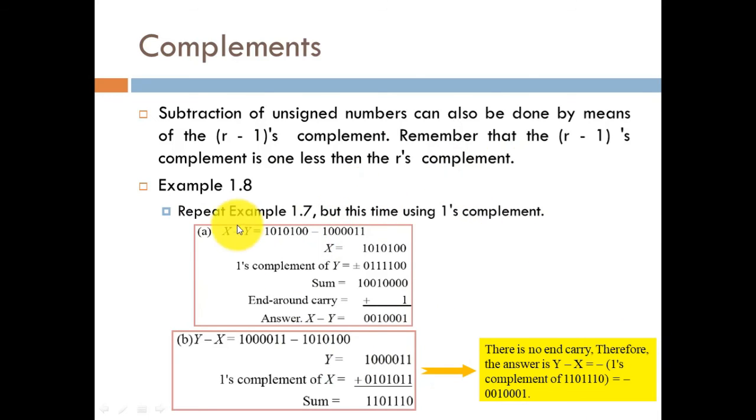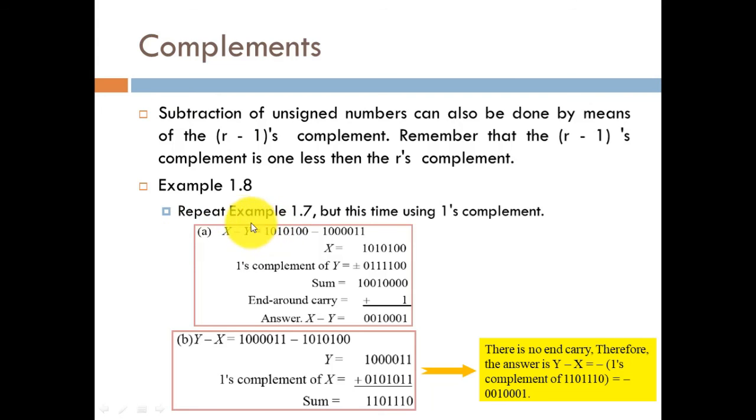The subtraction of unsigned numbers can also be done by means of the r minus 1's complement. Remember that the r minus 1's complement is 1 less than the r's complement. For subtraction, as we had already discussed, we are using complements, and since the complements are of two types, that is the radix complement and the diminished radix complement, with the help of the r minus 1's complement the subtraction operation can also be accomplished.